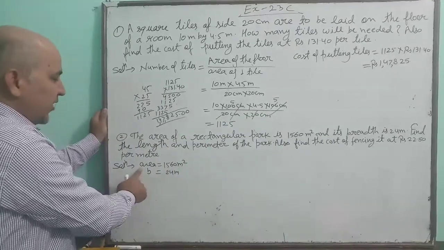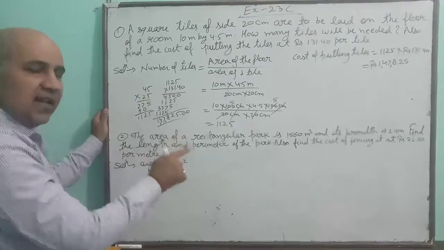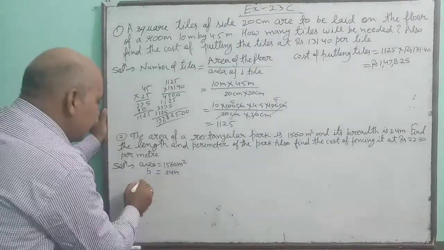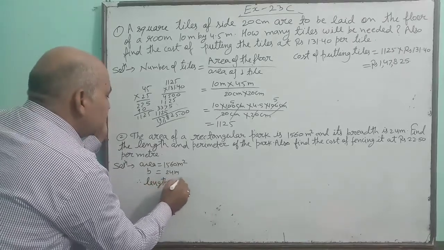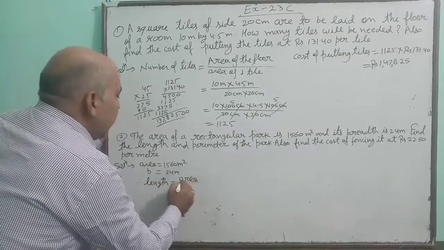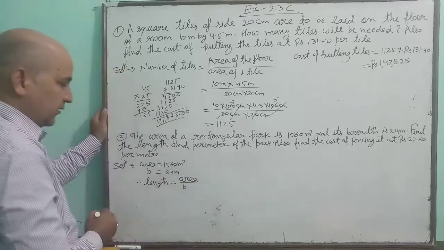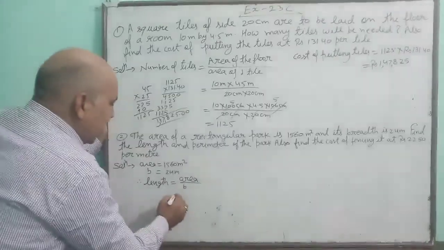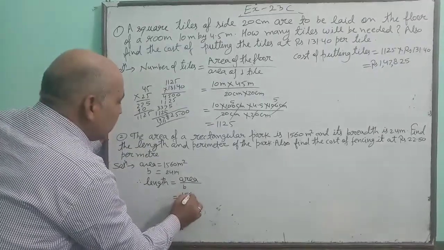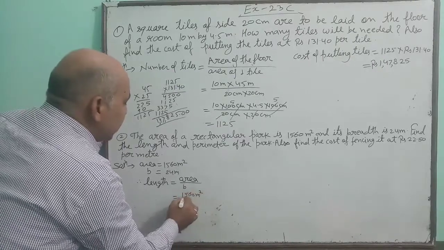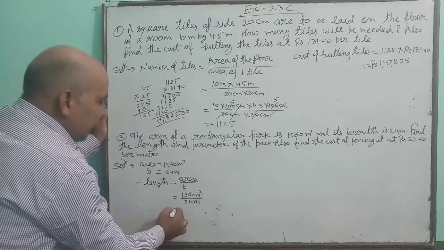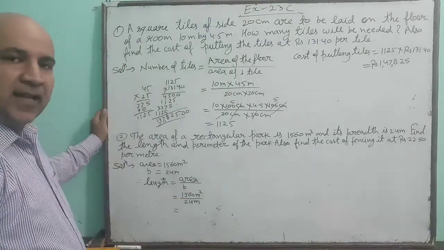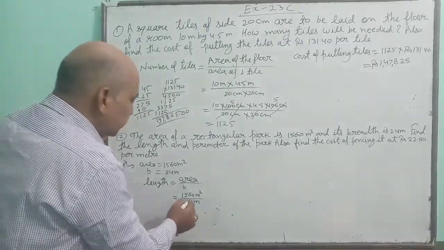Apply the area formula. We know that length into breadth is equal to area. Therefore, length will be equal to area upon breadth. Area is 1,560 meters square. Breadth is 24 meters. By dividing it, we will get the length. Divide and get your answer.